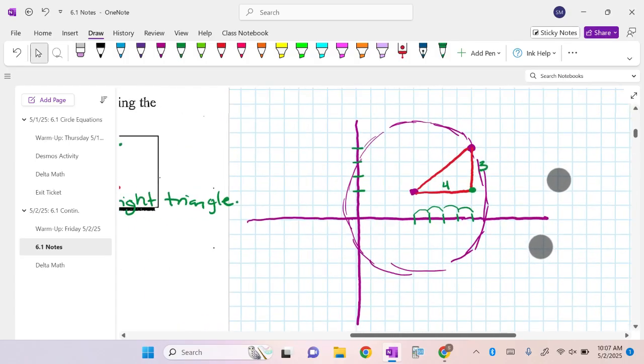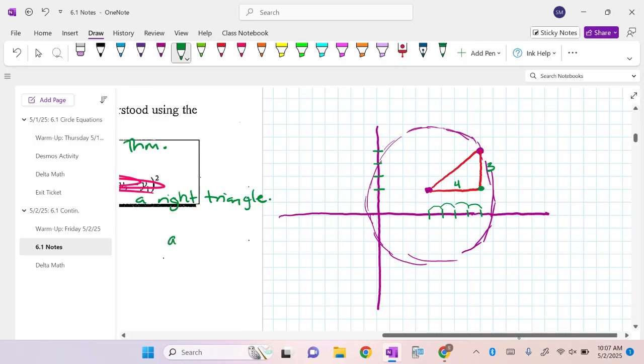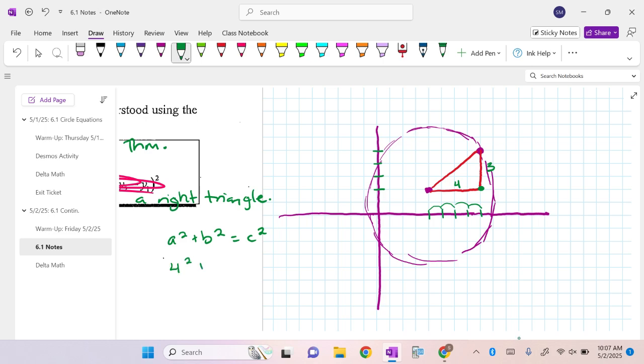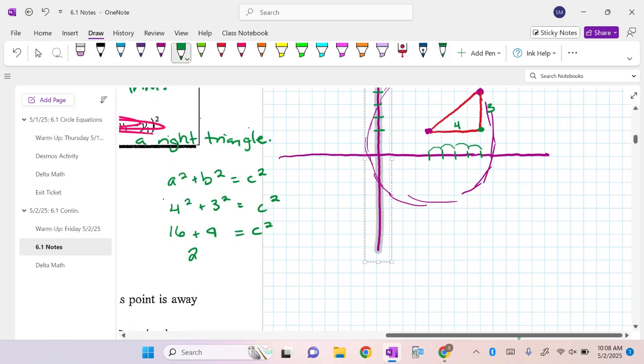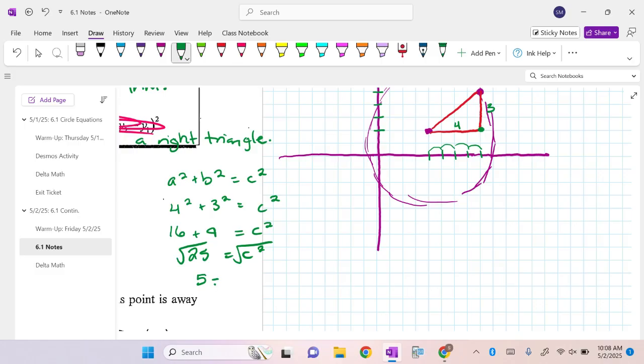So now we're going to put it in the Pythagorean theorem. We're going to do a squared plus b squared is equal to c squared. So I got 4 squared plus 3 squared is equal to c squared. That's 16 plus 9 is equal to c squared. 25 is equal to c squared. Take the square root. What's the square root of 25? 5. So 5 is in fact our radius.